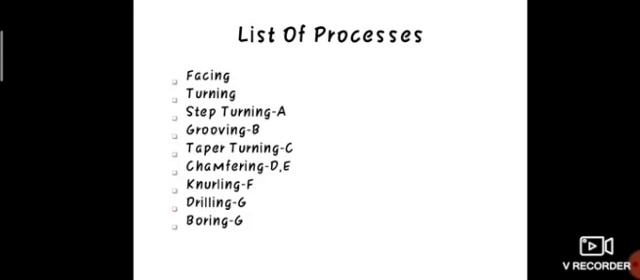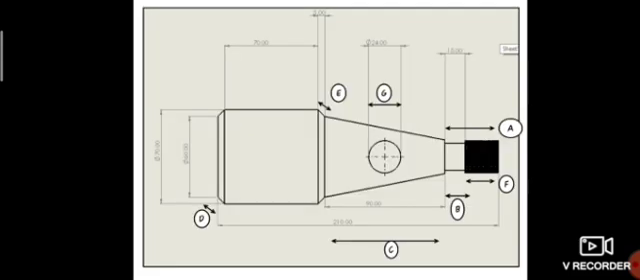And the list of processes for manufacturing my product: facing, turning, step turning at A, grooving at B, taper turning at C, chamfering at D and E, knurling at F, drilling at G, boring at the same section G. This is the diagram which represents the dimensions and the sections of my product.